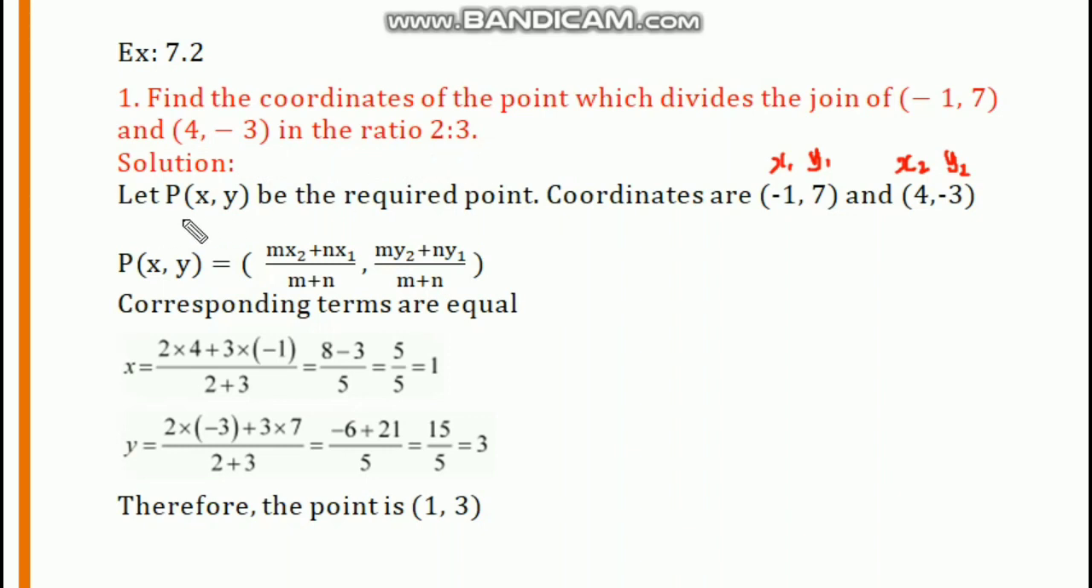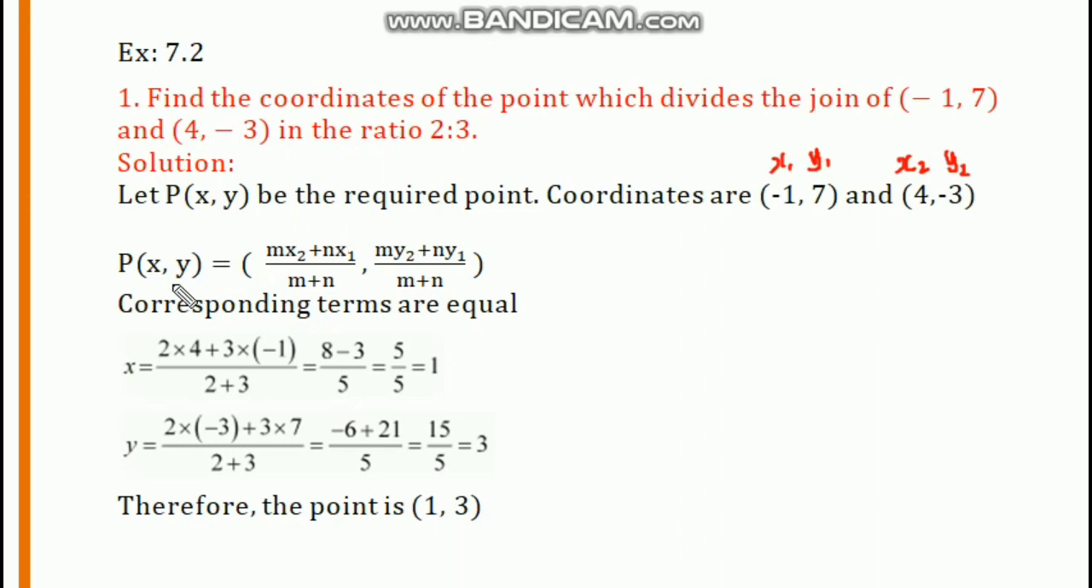So let P(x, y) be the required point. We know the coordinates: (-1, 7) and (4, -3). The first point we can take as (x1, y1), the second point as (x2, y2). And the ratio we know is 2 is to 3, so that is m is to n. m equals 2, n equals 3.